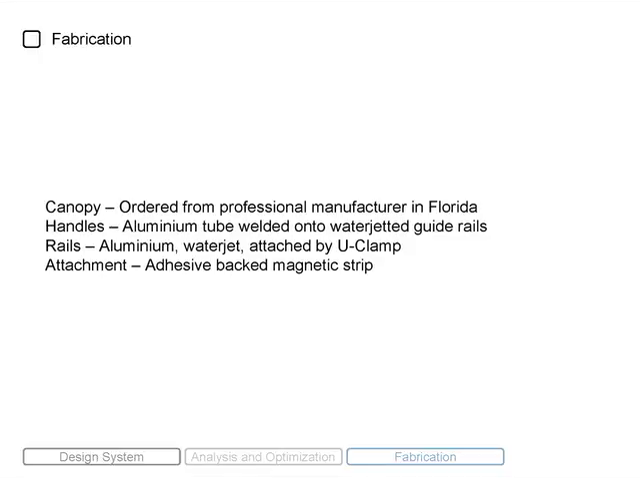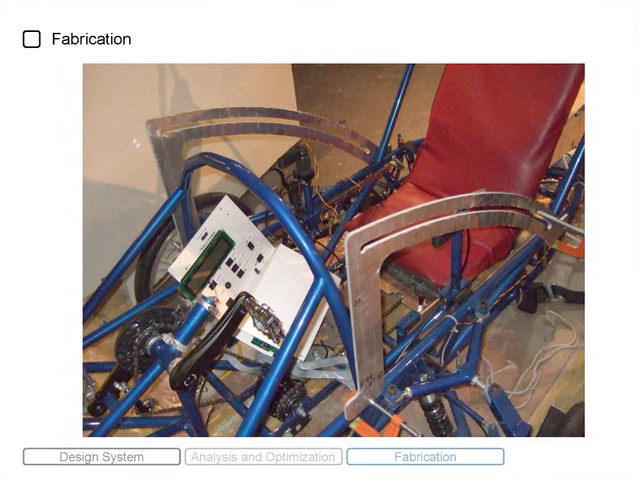The handles, which Nasser did, are made out of aluminium tube, and they're being welded onto water-jetted guide rails, which will then be attached by U-clamp to the existing chassis. And then to keep the canopy in place, we're going to use adhesive-backed magnetic strip, which will be mounted on both the canopy and the shell. Picture not right there, but these are our rails. You can see we mounted those onto the chassis just using clamps last night.